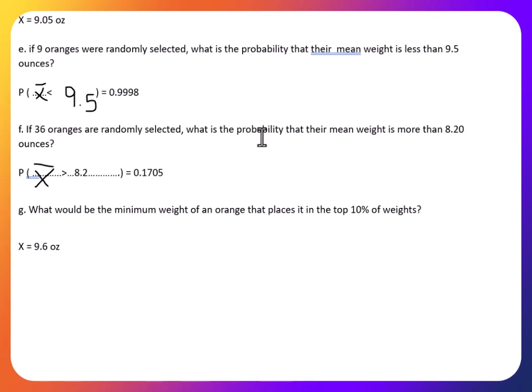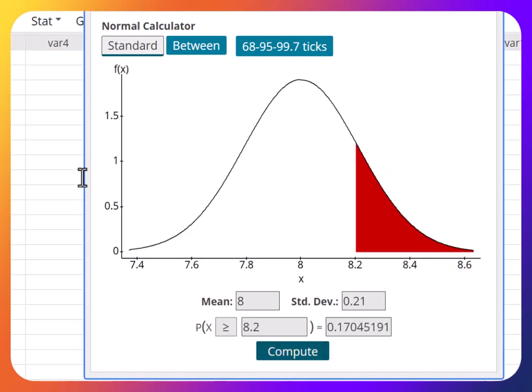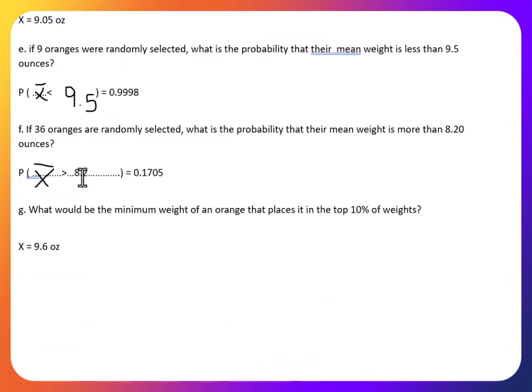If 36 oranges are randomly selected, what's the probability that their mean weight is more than 8.2? So we need the probability of x bar greater than 8.2. Remember, the standard deviation is now 1.25 divided by the square root of 36, which is 0.21. Greater than x bar 8.2, and the answer is 0.1705. There you go.